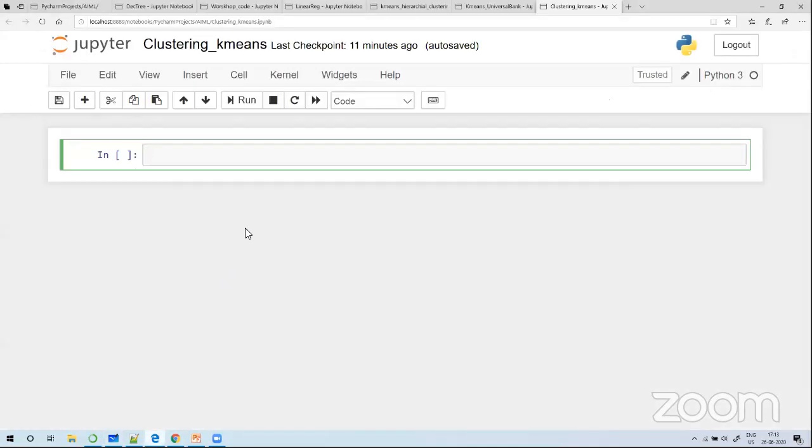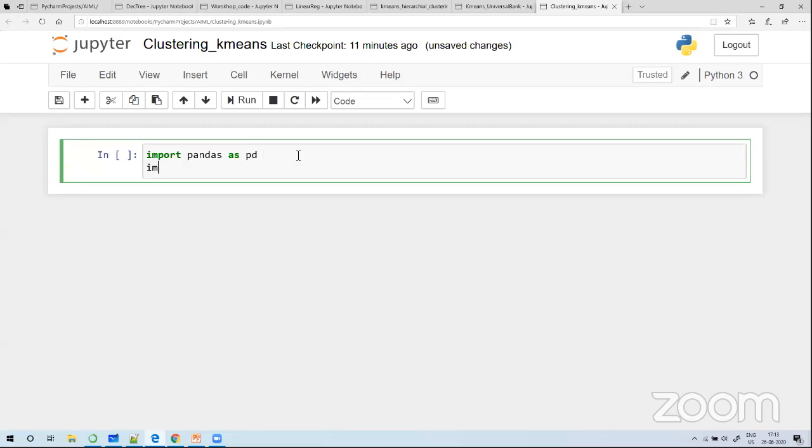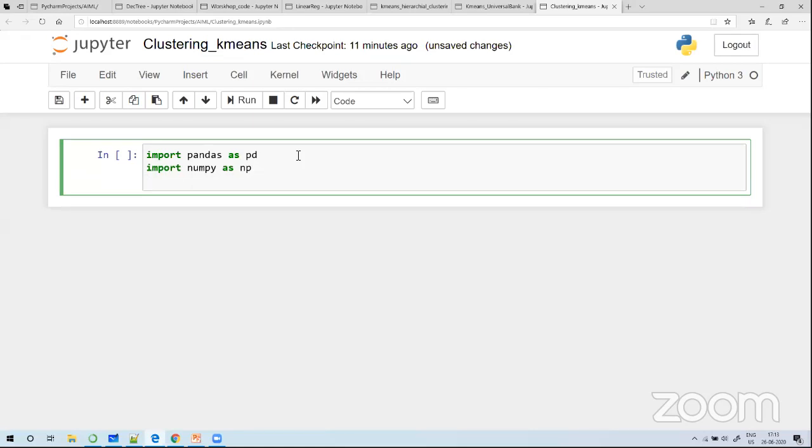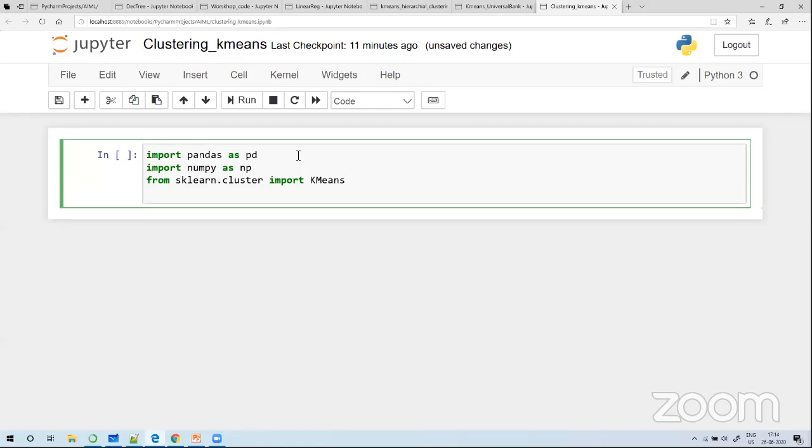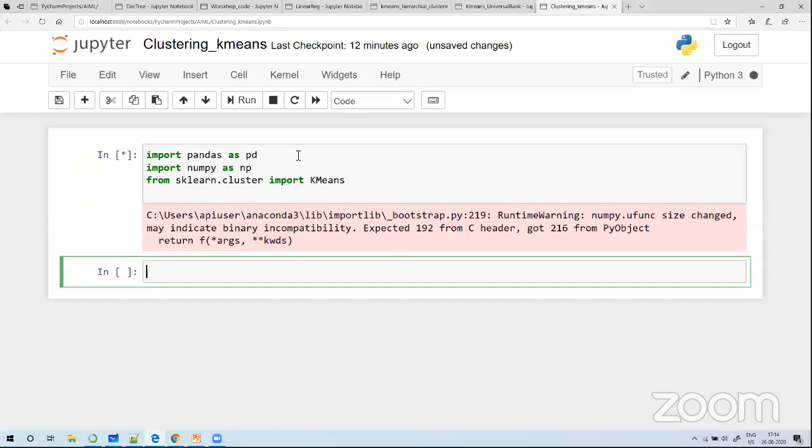Now let's move to the exercise. Import pandas as pd, import numpy as np, from sklearn.cluster import KMeans. What else do I want? Okay, I think for now that's all.